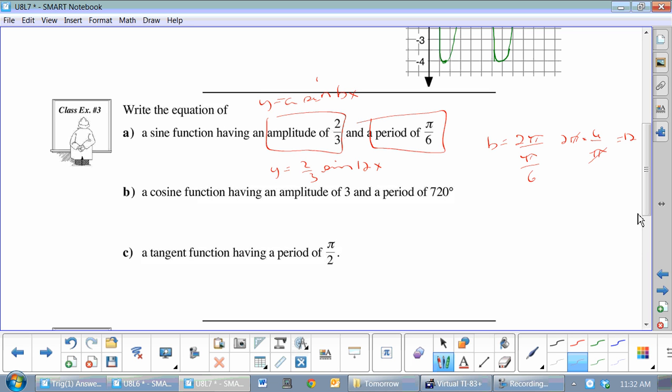Now, we've got a cosine function, amplitude 3, and a period of 720, okay? So amplitude is 3, right? b equals 360 over 720, and that gives me 1/2. So it's as simple as writing y equals 3 cos 1/2 x.